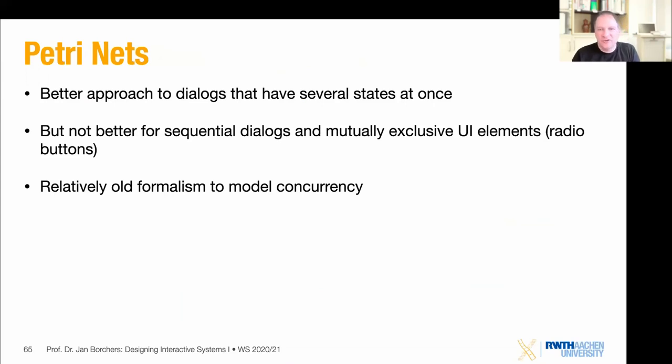And that's why everybody's favorite comes to the rescue, Petri nets. I'm sure you've all learned about and love Petri nets in your earlier computer science lectures. So they are actually, in our case, a pretty good approach to modeling dialogues that have several states at once, where basically the state of the system as a whole needs to be modeled as several aspects that need to be tracked and taken care of. It's not better for sequential dialogues or mutually exclusive UI elements like the radio buttons that I just mentioned. There it doesn't help you. In fact, it gets messier. But it's an established old model that basically models concurrency, right?